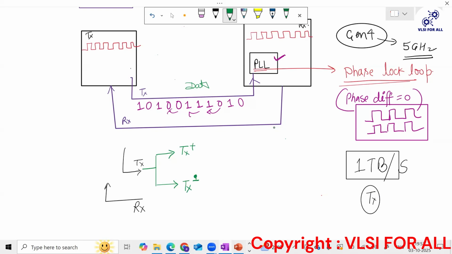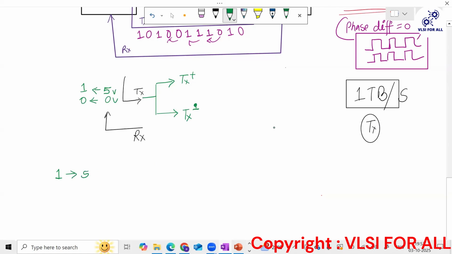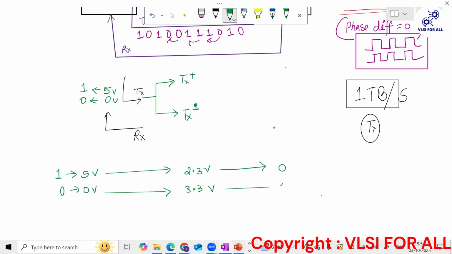TX plus and TX minus are voltages only. So let's say if you are using 5 volt for 1 and 0 volt for 0. If you are sending 5 volt for 1 and 0 volt for 0, and by some fluctuation this 5 reduces to 2.3 volt, then at the receiving side it will become 0. And let's say this 0 becomes 3.3, so this will be considered as 1. Agree guys?